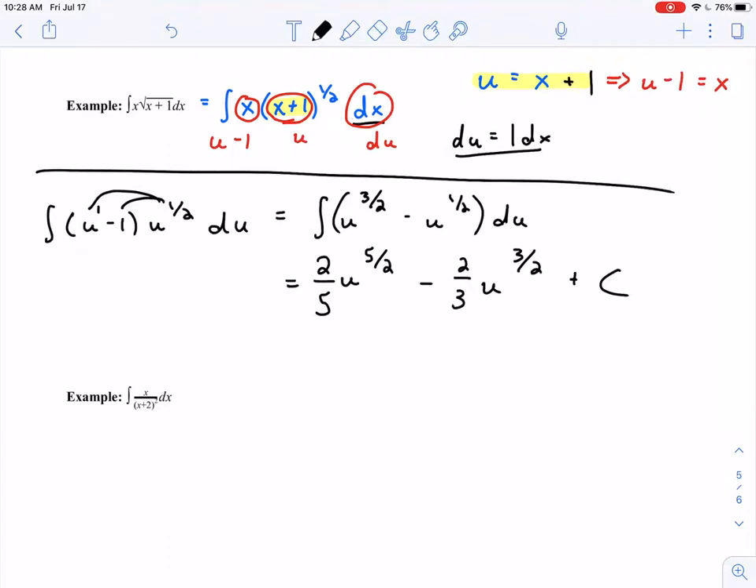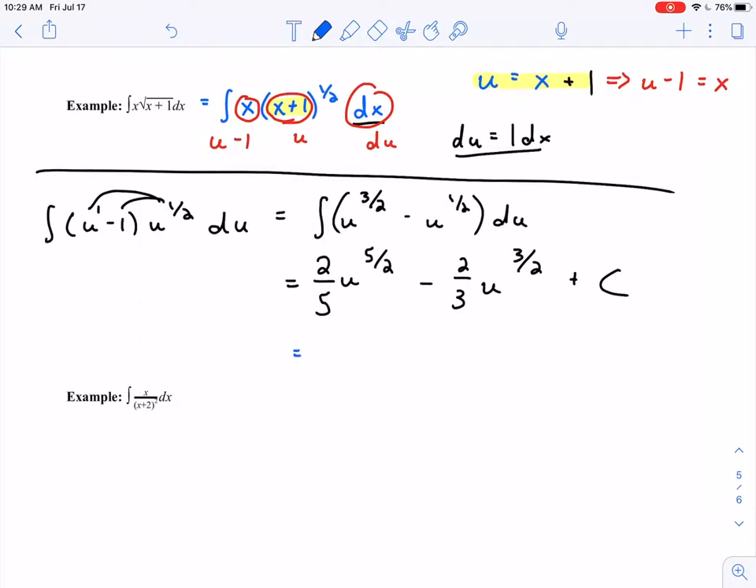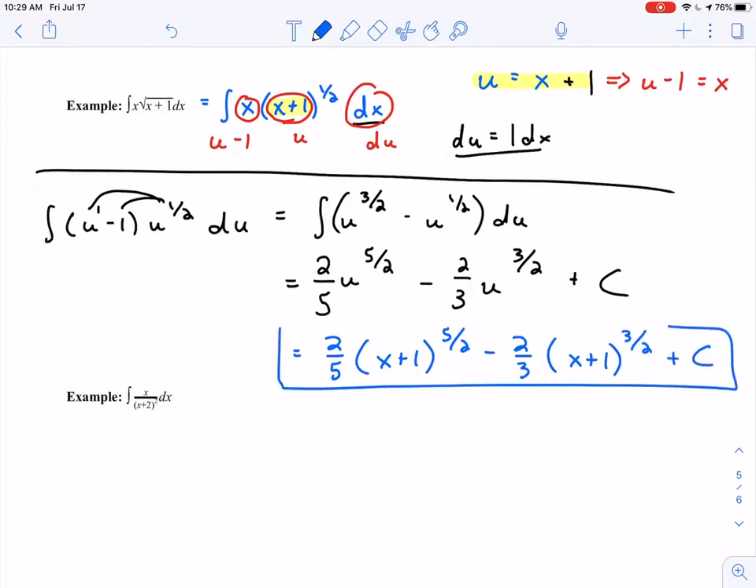But of course, I don't want to leave my answer with u in it. I want to take my x plus 1 and plug that back in. Remember, that was what we originally said u was equal to. So I need to take out u and replace it with x plus 1. So this will be 2/5 times (x plus 1) to the 5/2 power minus 2/3 times (x plus 1) to the 3/2 power plus c. There is our indefinite integral.